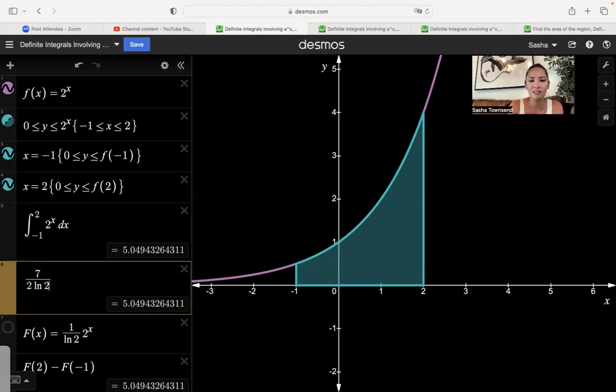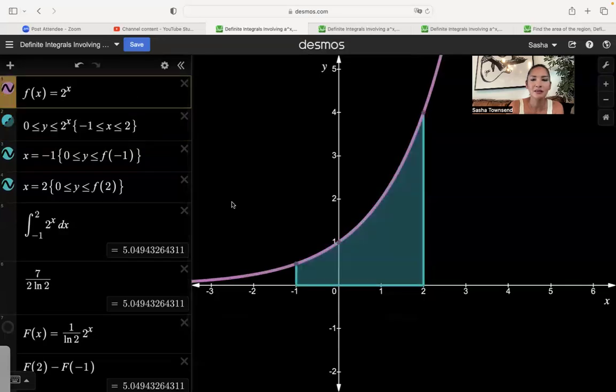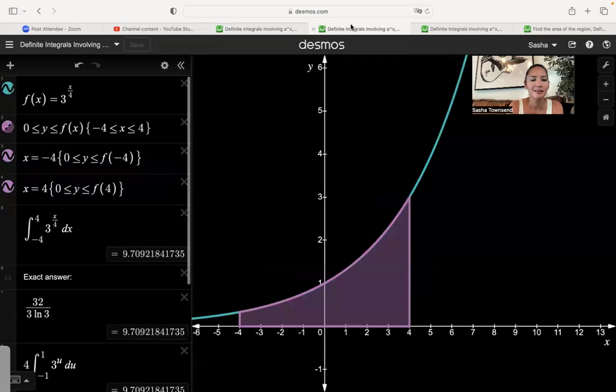This is a graph of the region. And we can also evaluate the integral using the Fundamental Theorem of Calculus, which we did on paper. We found the antiderivative, plugged in the bounds and subtracted, and we get the same answer that way. So that was our first example. This is how we visualize it. Here's a little code for visualization. And then we've got something similar here.